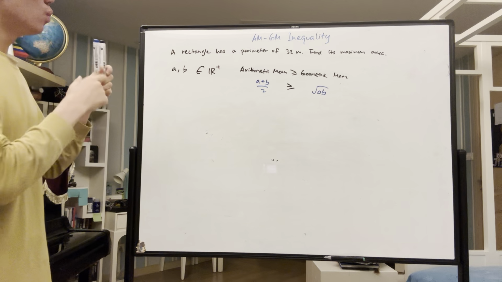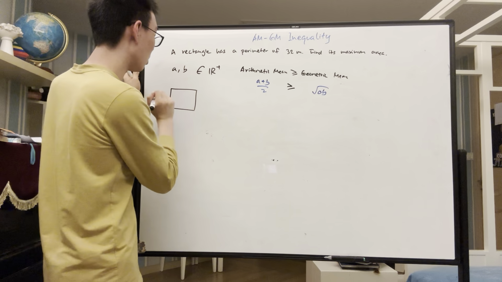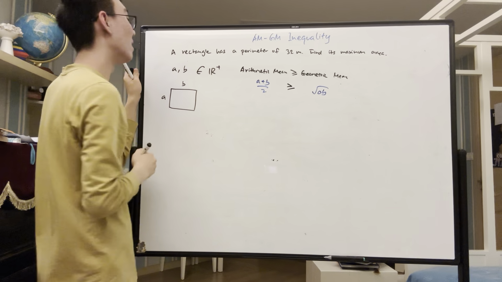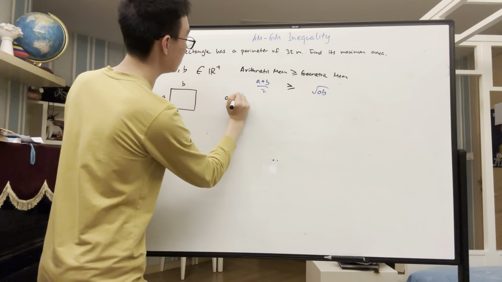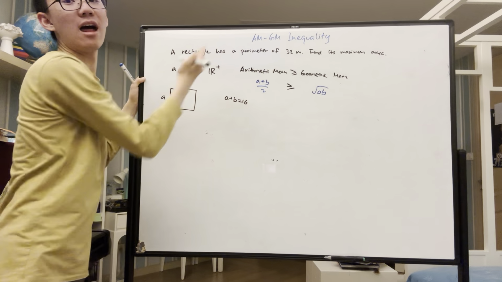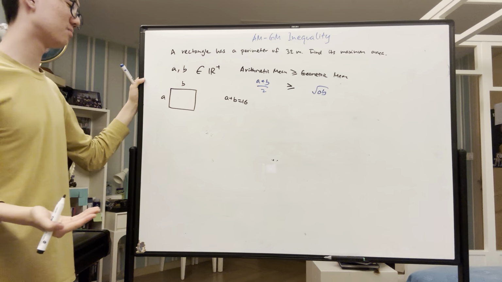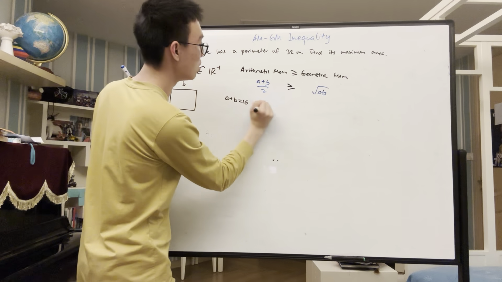Well, we know if we make a rectangle and its length and width are a and b respectively, that a plus b has to be equal to 16 from our first condition that it has a perimeter of 32. And then we want to find the maximum value of ab.